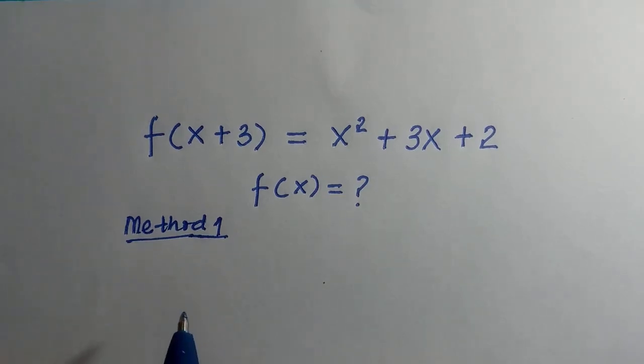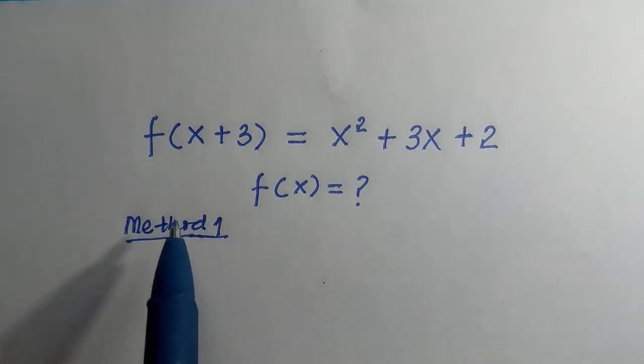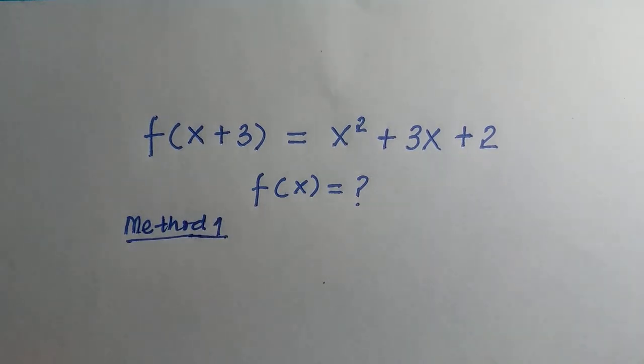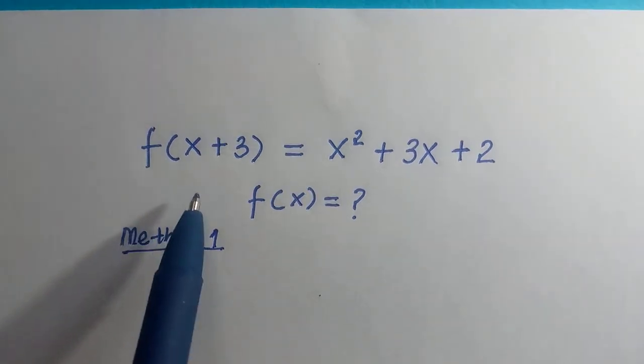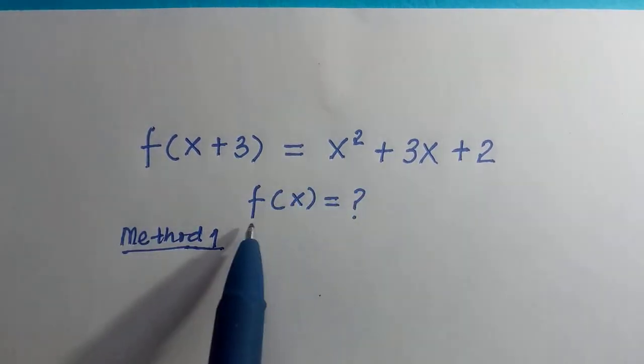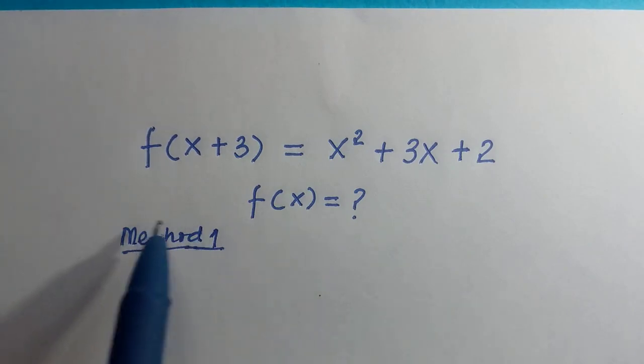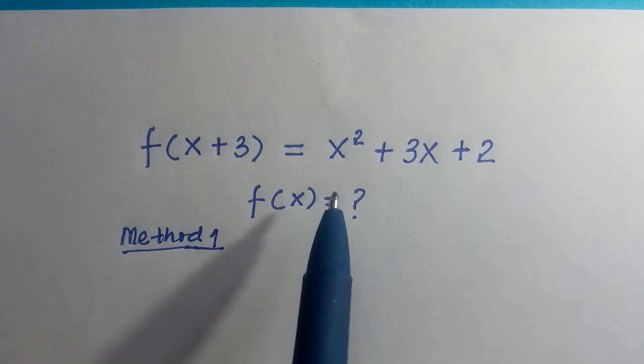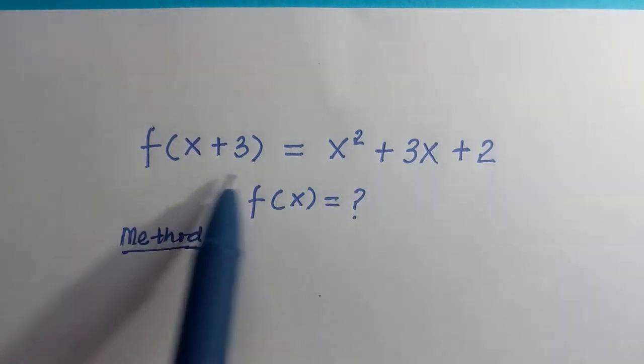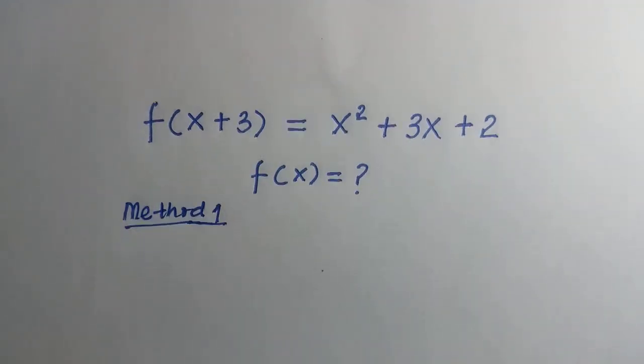Here is a functional equation: f of x plus 3 equals x squared plus 3x plus 2. We know the whole of f of x plus 3 gives this, but the question says find f of x. That is, we want to know the equivalent value of f of x. That's going to give us another output like f of x plus 3 did. Now, to do that, we consider method 1 because we have two methods of solving this.